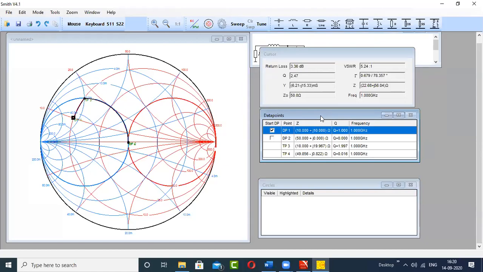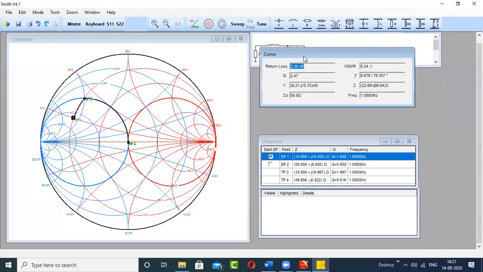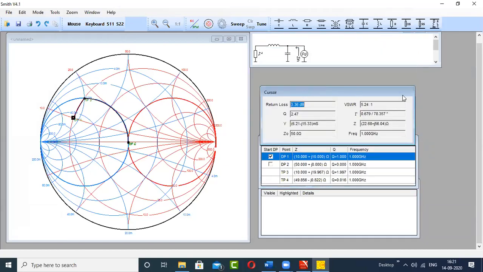Now we can go for the alternate solution for the same problem. So I will just remove all these components. For that, you can use this undo button or right click. I said that there can be multiple solutions, so we'll go for the other solutions also.